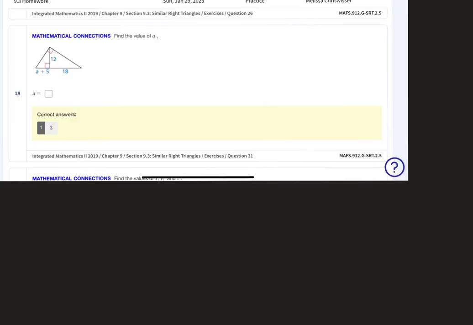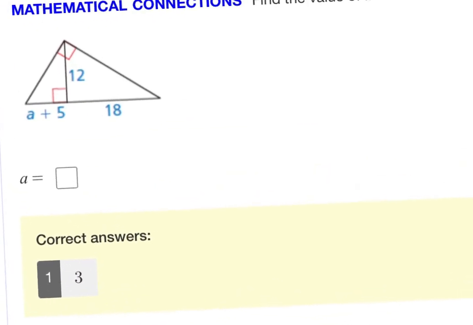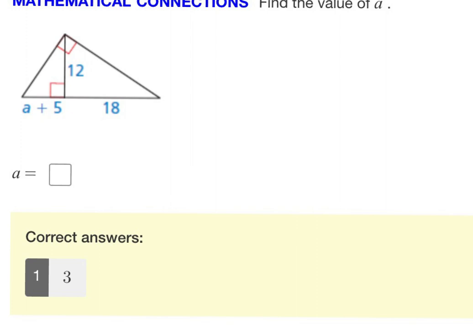All right, this one. What are you going to do? Pythagorean theorem. Nope. Altitude. Well, how do you know? What tells you to use the altitude one? Because you got the altitude. Because there's a value on an altitude, and there's not a value on a leg, right?